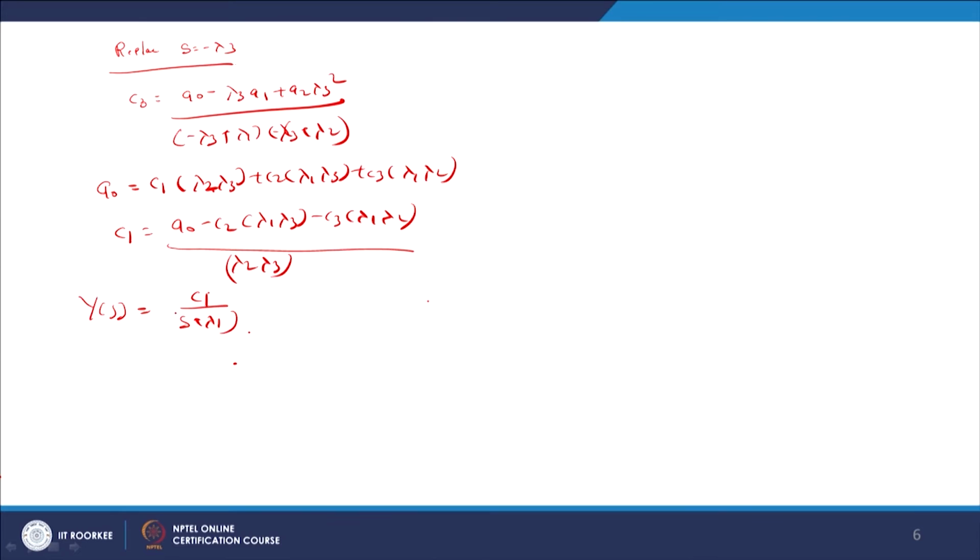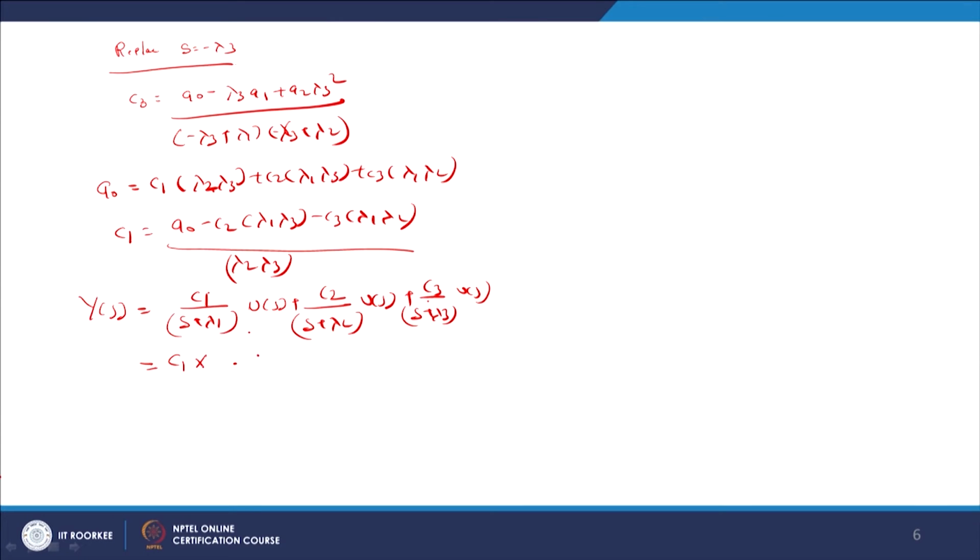So, we have got c0, c1, c2 and c3. Our main purpose is to develop the state space model. Now, we see the output Y(s) equals c1 over (s plus lambda 1) into U(s), plus c2 over (s plus lambda 2) into U(s), plus c3 over (s plus lambda 3) into U(s).